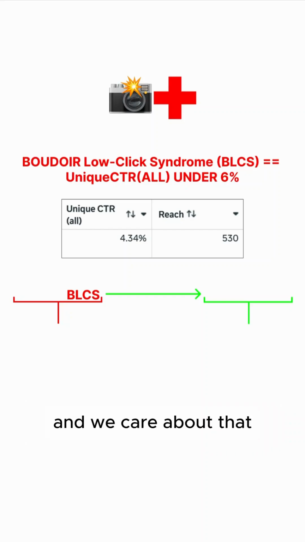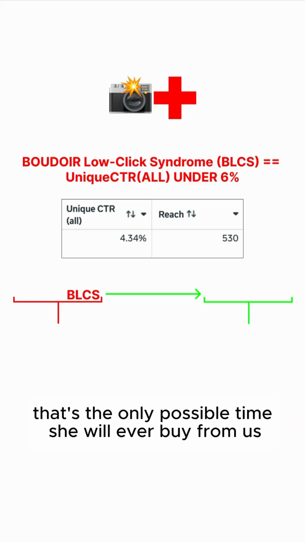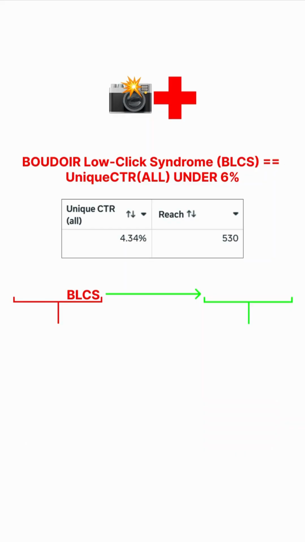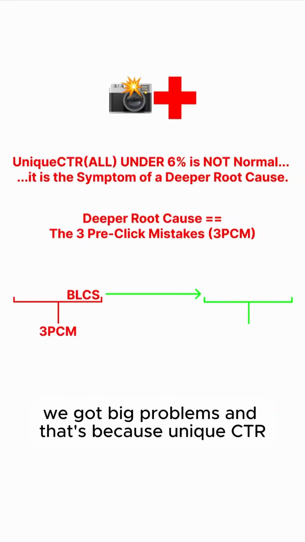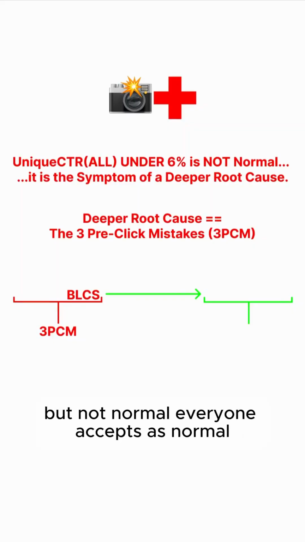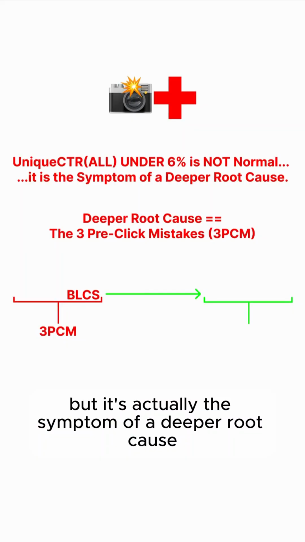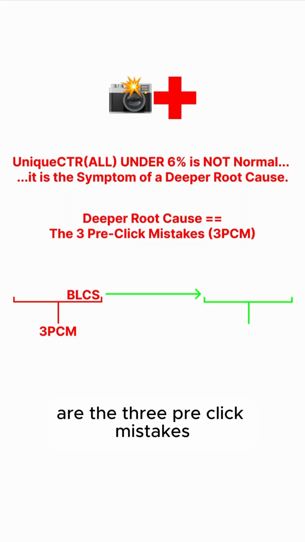And we care about that because if our ad enters a woman's brain, that's the only possible time she will ever buy from us. So we got to maximize this number, get it up as high as possible. 6% is the minimum. If we're below 6%, we got big problems. And that's because unique CTR under 6% is not normal. Extremely common, but not normal. Everyone accepts it as normal, but it's actually the symptom of a deeper root cause. And that deeper root cause are the 3 pre-click mistakes.